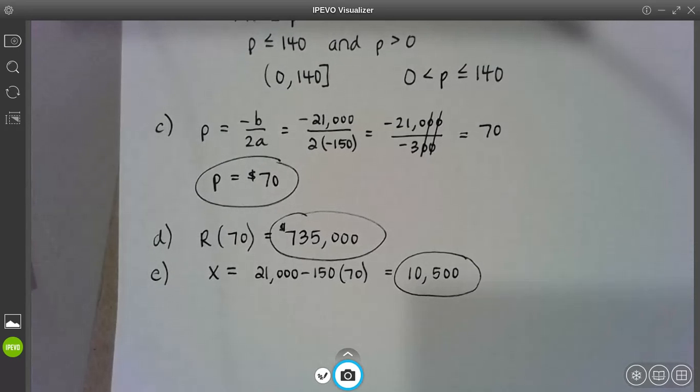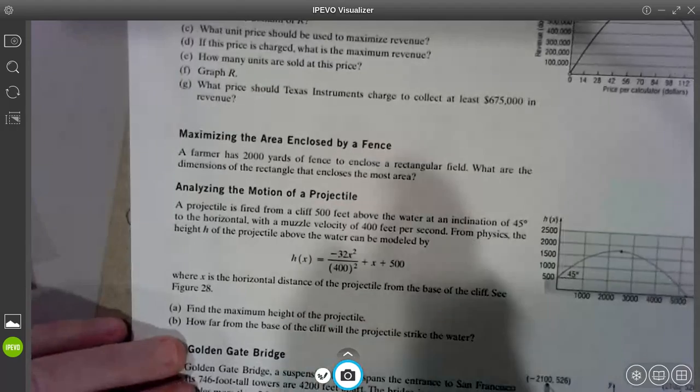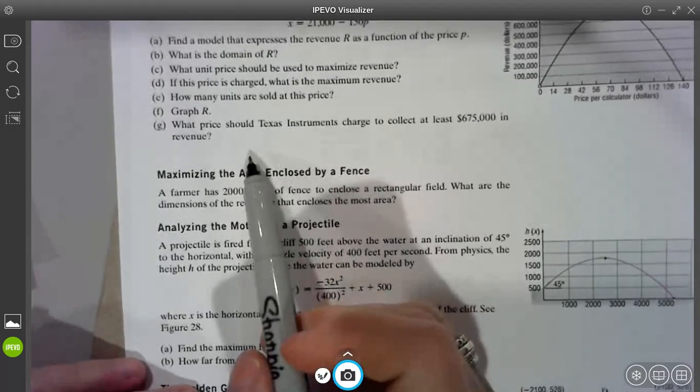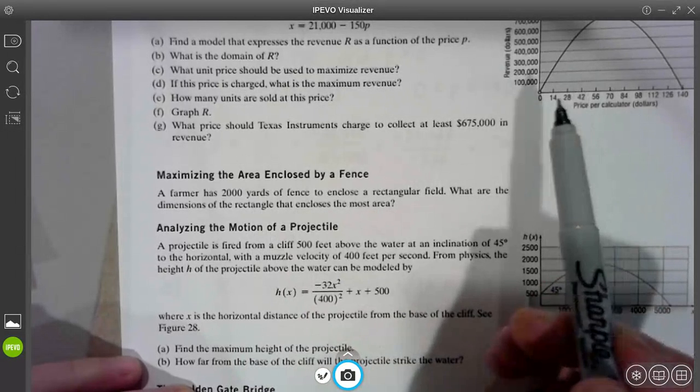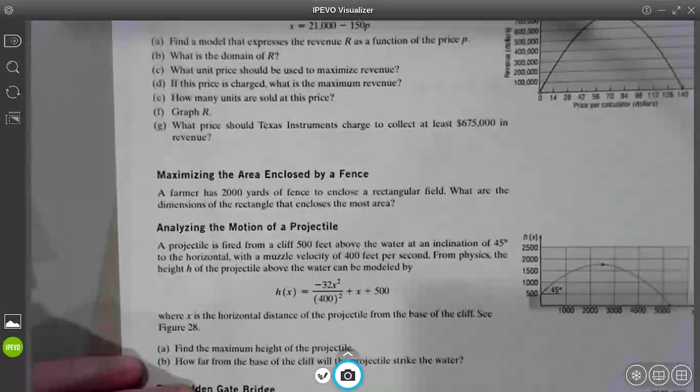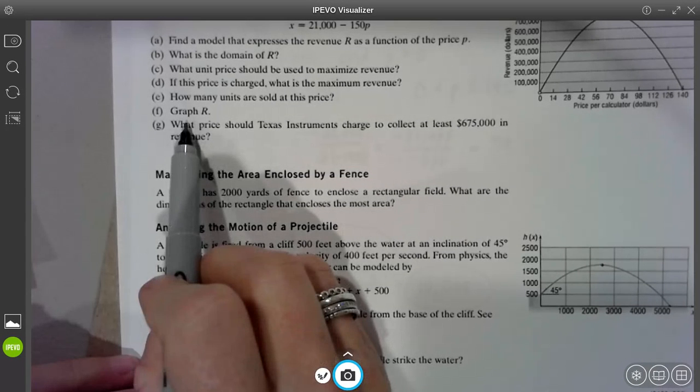Excellent. Okay, then it says to graph R. Now again, graphing R is great. If you wanted to do that right from the get-go, you may have been able to find some of this information out on your graphing calculator. I'm just afraid that if they want simplified exact answers, the graphing calculator will be too much of an estimate and you'll get marked wrong on the MyMathLab. All right, we'll come back to this in a second.